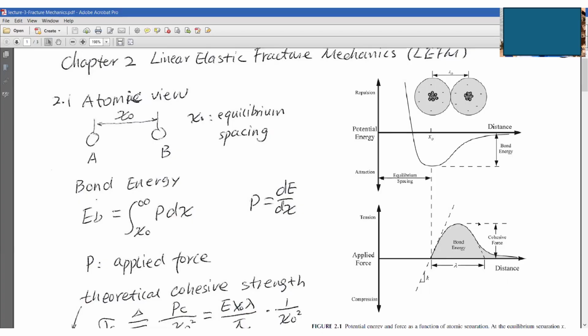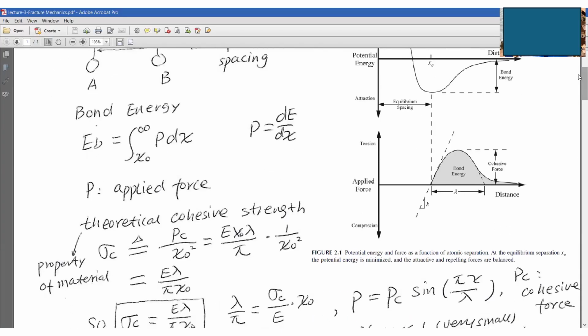And so look at this one. This one is called the cohesive force. So theoretical cohesive strength, and we are going to talk about this theoretical cohesive strength, which is a property of the material. Different materials have different theoretical cohesive strengths.